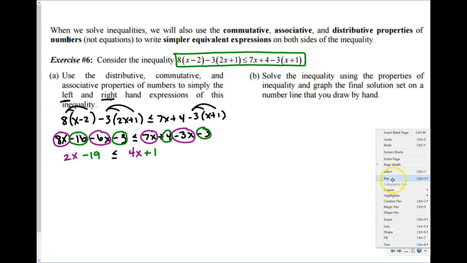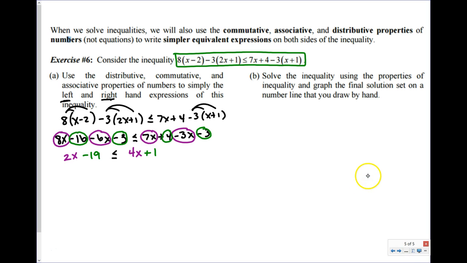So I've combined like terms, and I've done what A says, where I've simplified the left and right hand side. I can't simplify the left or the right anymore. Okay, so that is the answer for part A. Now part B says, solve the inequality using properties of inequality and graph the final solution set on the number line. Okay, so I'm going to rewrite it. 2x minus 19, I'm just carrying this over to here. 2x minus 19 less than or equal to 4x plus 1.